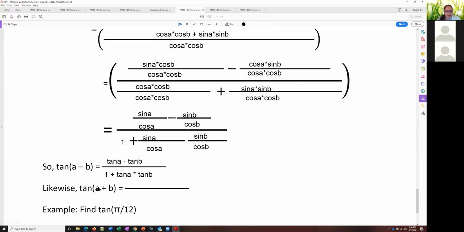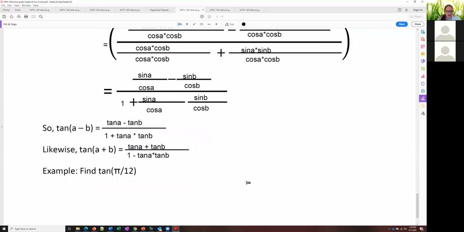We also have a formula for the tangent of A plus B. I'm not going to go through all those steps again. I'm just going to tell you what you end up with. On the top, you have the tangent of A plus the tangent of B. And so all I did was I changed the sign on the top, and I'm also going to change the sign on the bottom. So on the bottom, I get 1 minus the tangent of A times the tangent of B. Any questions about any of that?